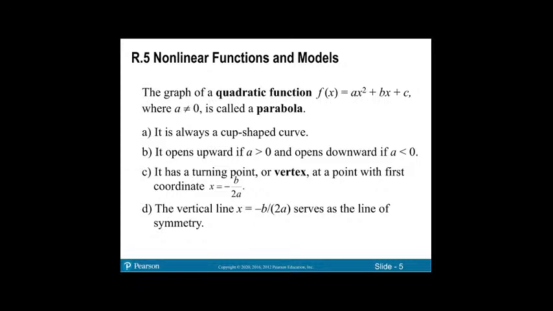It's always a cup-shaped curve. It opens upward if a is positive and opens downward if a is negative. It has a turning point or vertex at a point with the first coordinate x equals negative b over 2a. The vertical line x equals negative b over 2a serves as the line of symmetry.